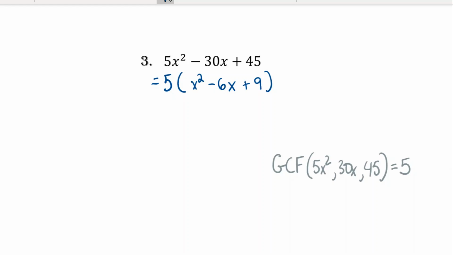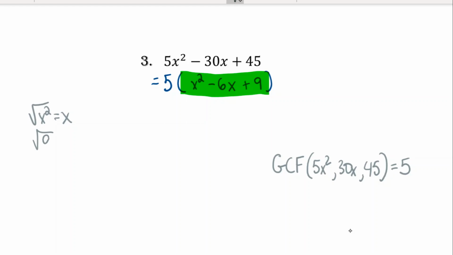Okay, so now what we're going to do is kind of ignore this 5 for a little bit and just focus on this part. All right, now let's see if this is a perfect square trinomial. If I look at the x squared, that can be square rooted to be x, and I look at the 9, that can be square rooted to be 3. Let's see if it satisfies our middle condition. 2 times our result times 3. We've got 2 times 3 is 6, so we've got 6x. All right, so we are good.